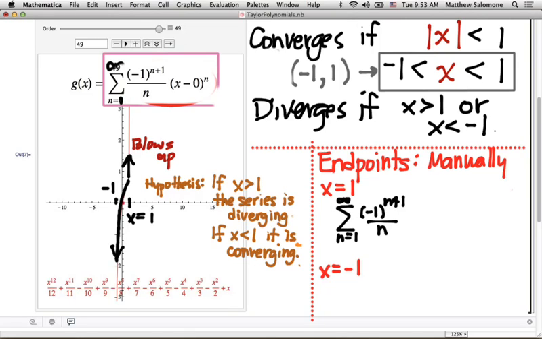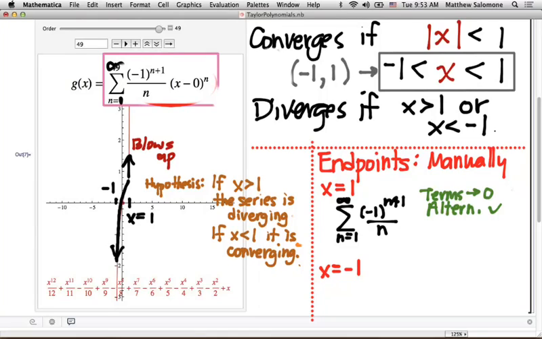Let's apply the sorting hat. Do its terms go to 0? Negative 1 to the n plus 1 over n. Do those terms go to 0? Yeah, they do. Negative 1 to the n plus 1 alternates sign, but the n downstairs goes to infinity, making the terms go to 0. So that's good. It passes the divergence for dummies test. Is it an alternating series? Yes. It's an alternating series.